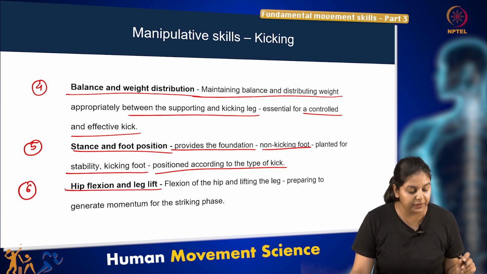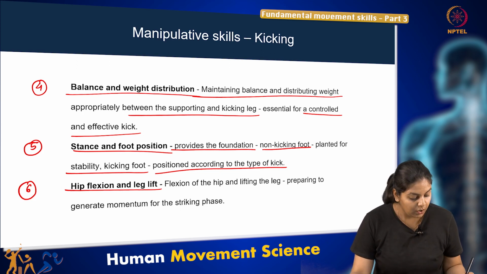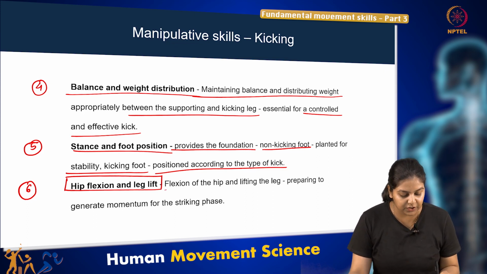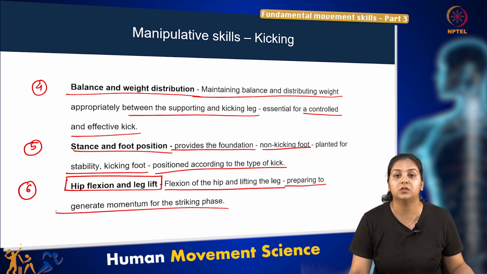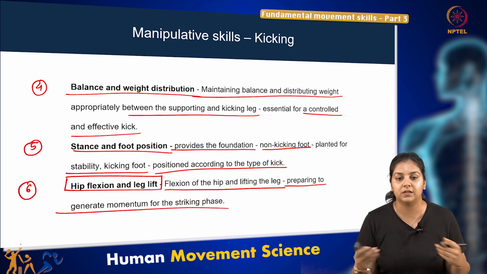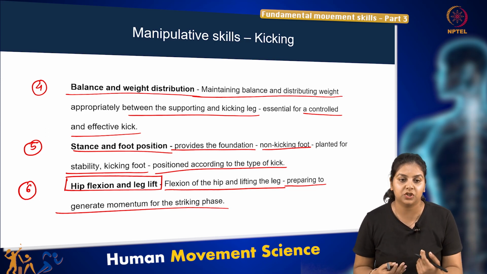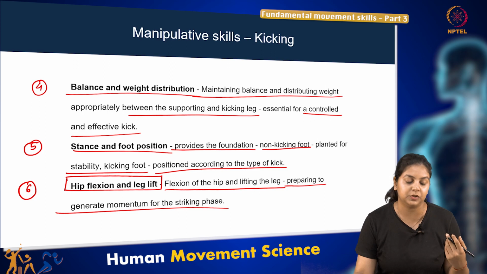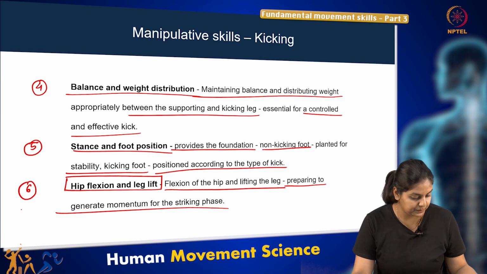Another important thing would be to look at hip flexion and leg lift, of course, because that's the major action as you're kicking the foot, which is hip flexion and how you're lifting the leg. So the hip flexion involves preparing to generate momentum for the striking phase, right? So as you are striking the ball, you are getting into a hip flexion and you're lifting the leg, so it helps you generate or produce that force.